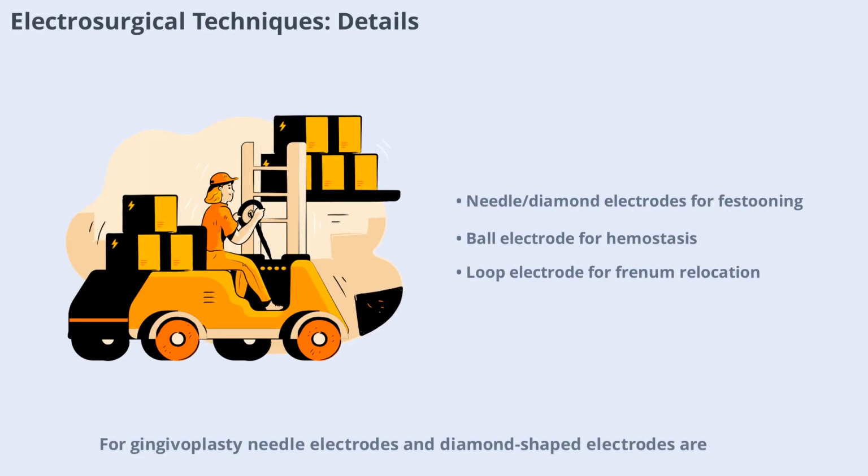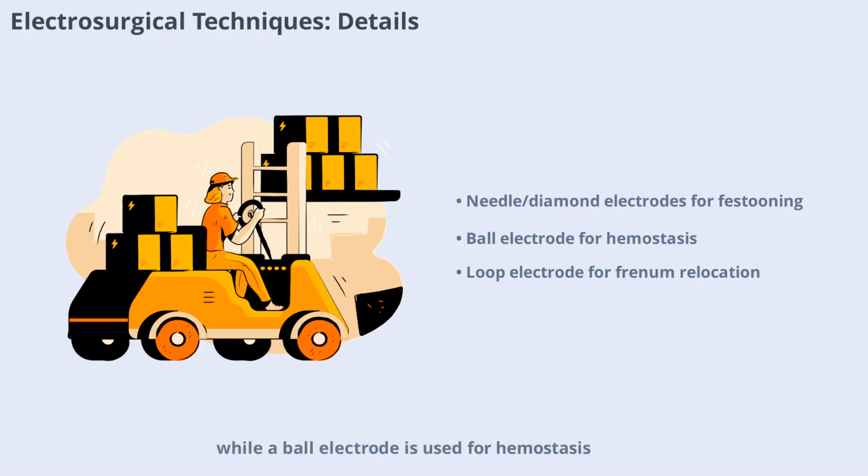For gingivoplasty, needle electrodes and diamond-shaped electrodes are used to festoon the gum margins. In reshaping procedures, the electrodes are activated and moved in a concise shaving motion. For abscess drainage, needle electrodes make precise incisions, while a ball electrode is used for hemostasis. Loop electrodes are employed for relocating frenum and muscle attachments. Each technique is tailored to the specific surgical goal.